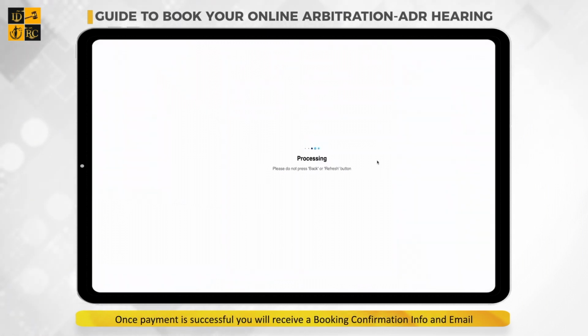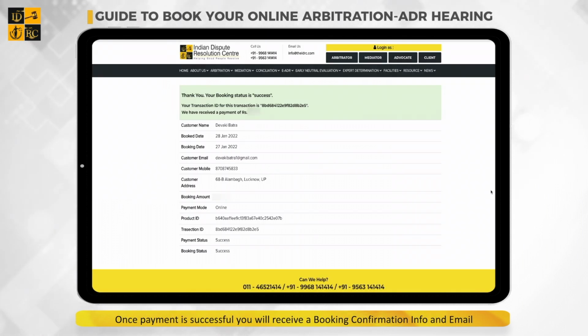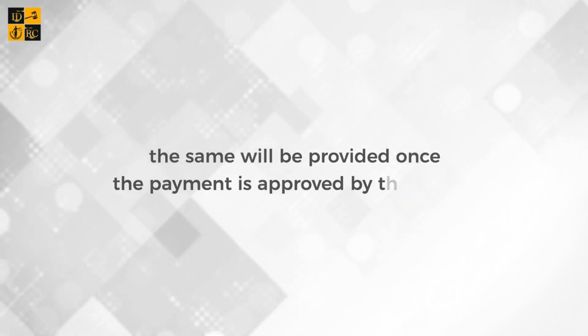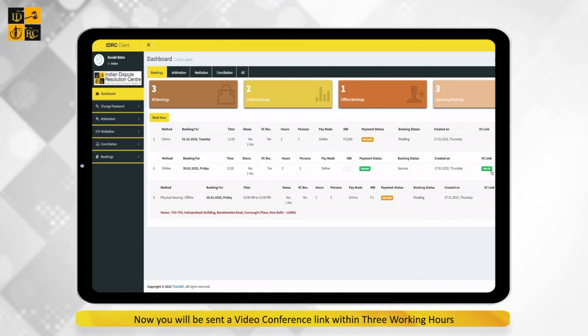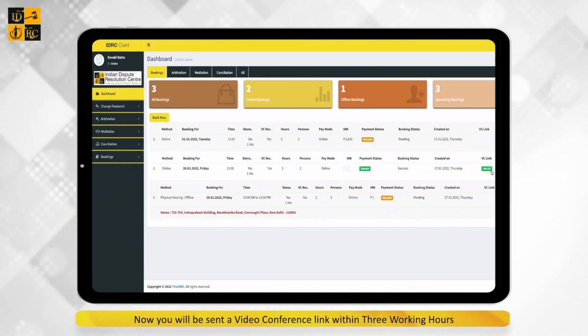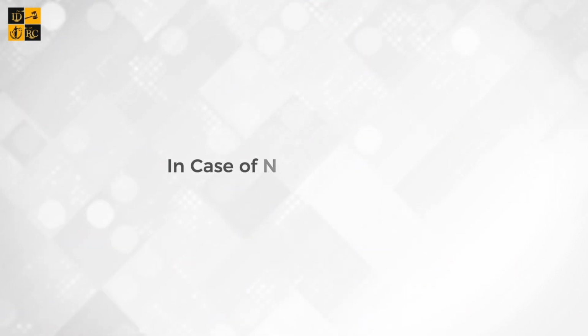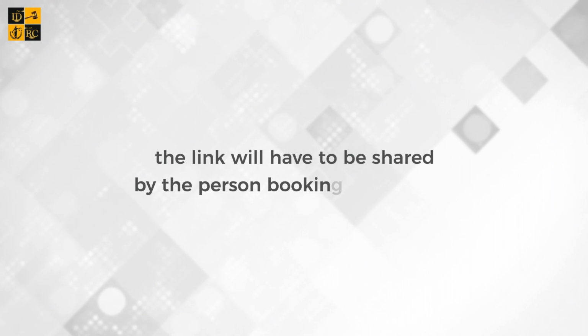Once payment is successful, you will receive a booking confirmation info and email. In case you have opted offline mode for making payment, the same will be provided once the payment is approved by the admin. You will be sent a video conference link within 3 working hours. The VC link will also be sent to all the parties and their advocates. In case of non-IDRC matter, the link will have to be shared by the person booking the hearing.